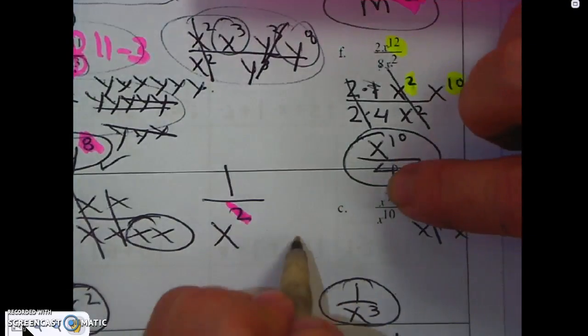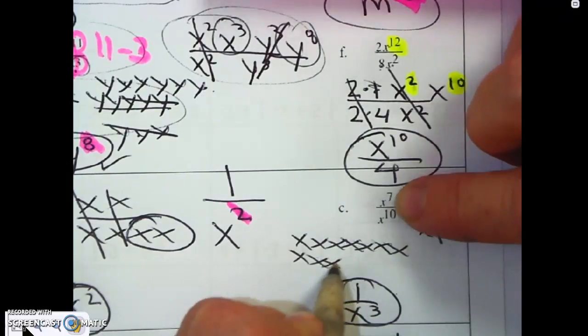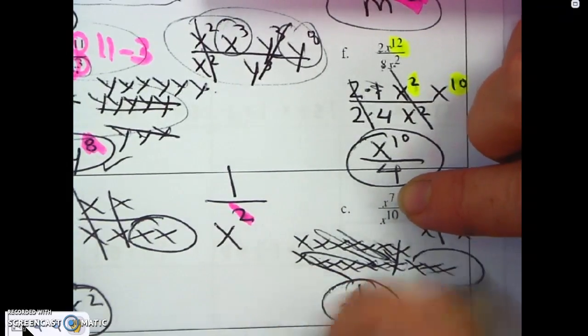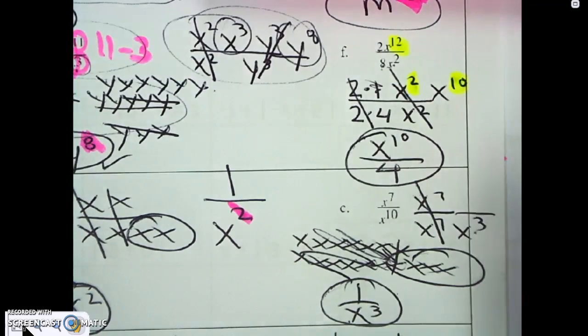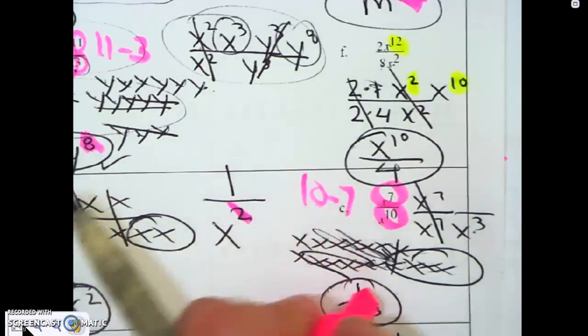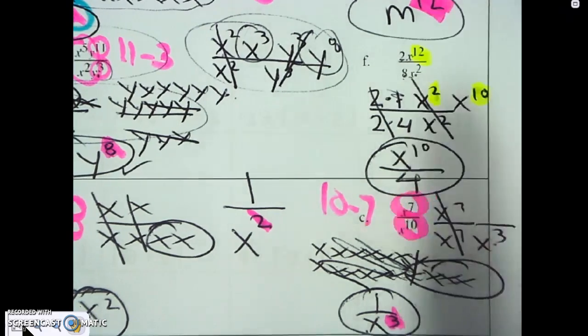I could write it out. 1, 2, 3, 4, 5, 6, 7. 1, 2, 3, 4, 5, 6, 7, 8, 9, 10. All that's bye-bye. Boom. 3 more on the bottom. I could have done this: 10 minus 7 is 3 on the bottom. Whatever. Okay. So we're going to complete this now.